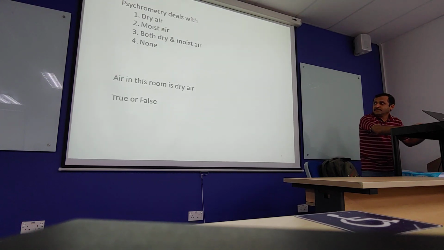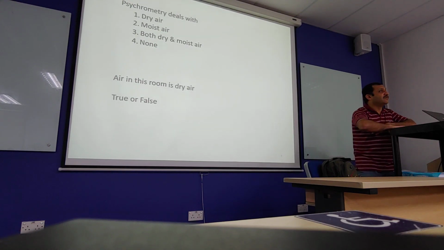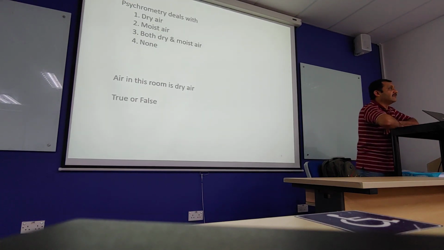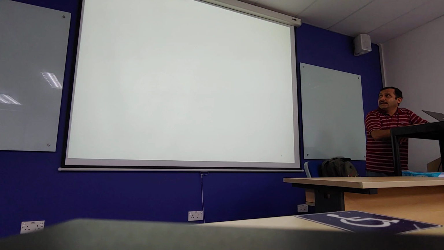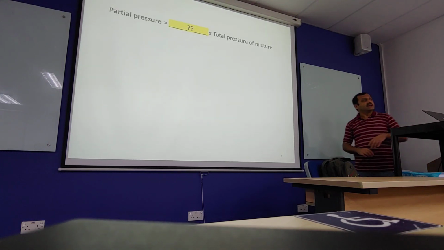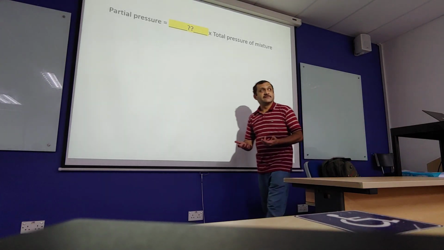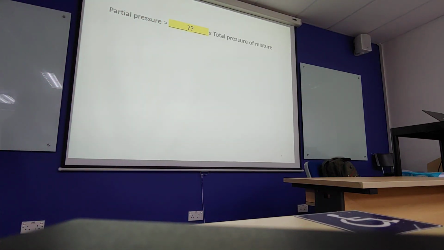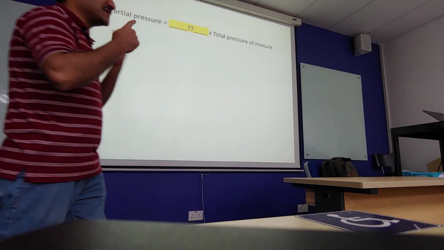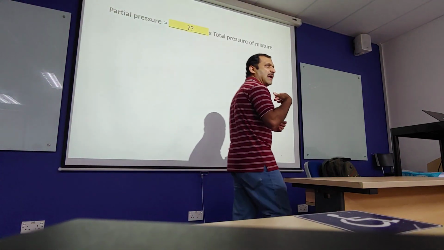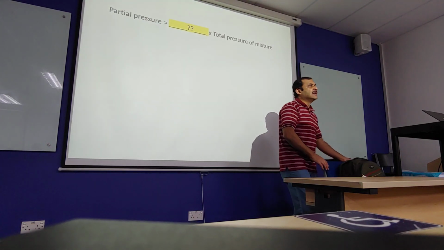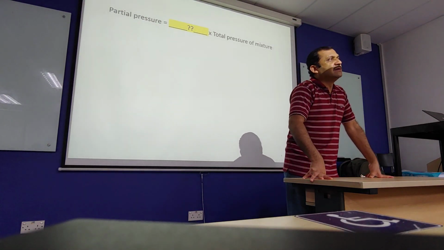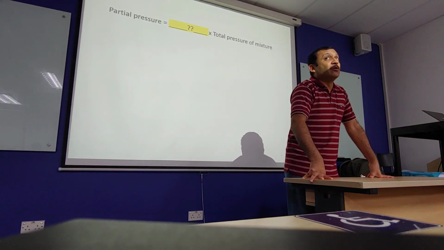Third, is the air in this room dry? True or false? False. Good. Moist. So now the questions are getting trickier. Partial pressure is equal to something multiplied by the total pressure of the mixture. For that, you need to understand what is total pressure. Yesterday, I made a little bit kind of a brief introduction to that as well. Can you tell me how do you define total pressure?